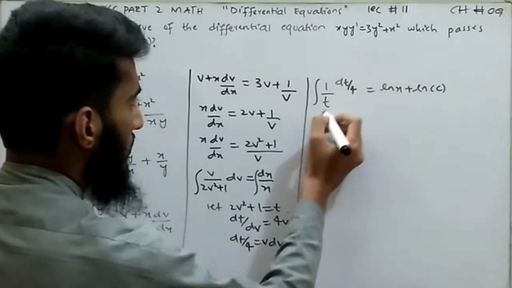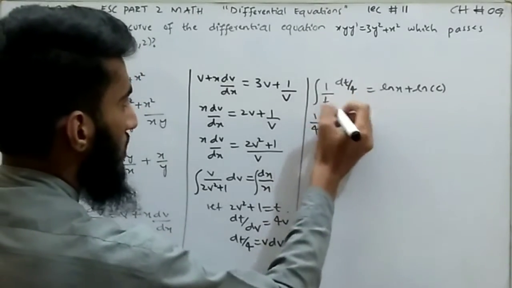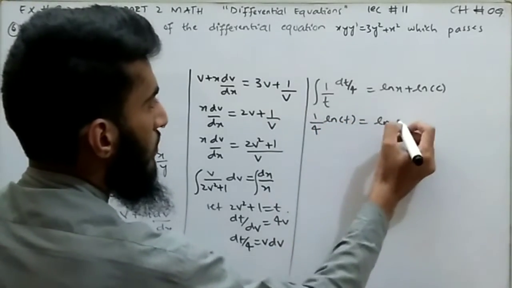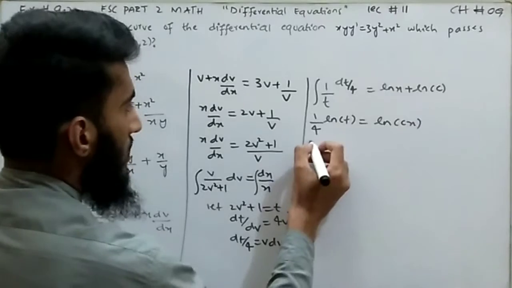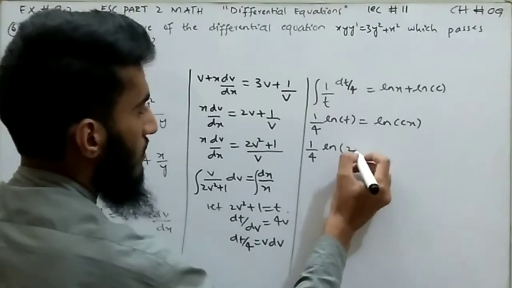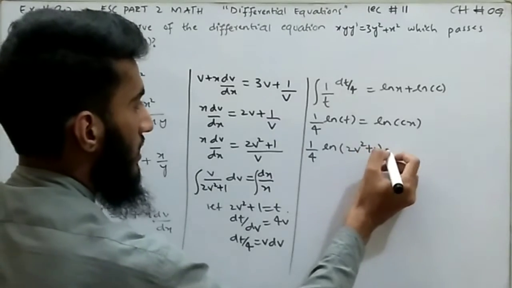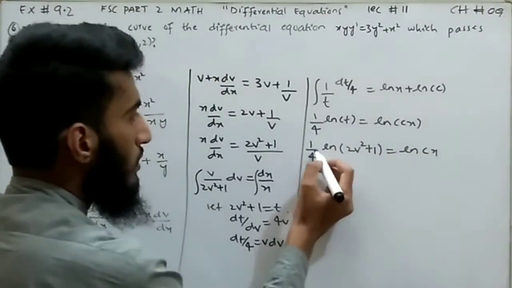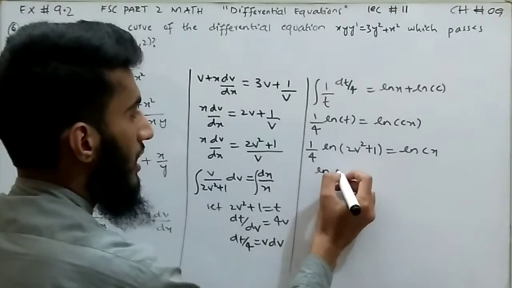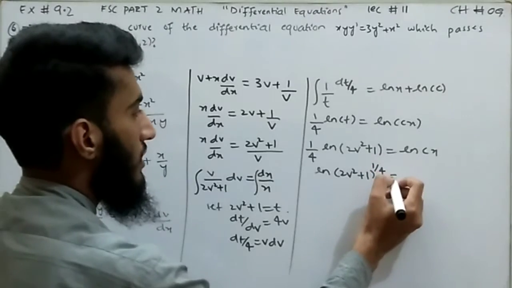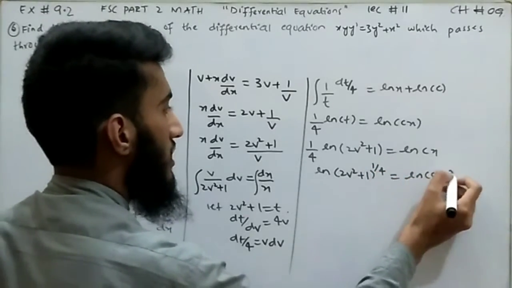After this, 1 over 4 will come down outside of the integral, and the integral of 1 over t is ln of t, which is equal to, over here the product rule will be used, so it becomes ln cx. So 1 over 4 ln of t, where I suppose t is 2v square plus 1, is equal to ln of cx. Now shift 1 over 4 to the power, so it becomes ln of 2v square plus 1 to the power 1 over 4, according to the property of natural logarithm, equal to ln of cx.